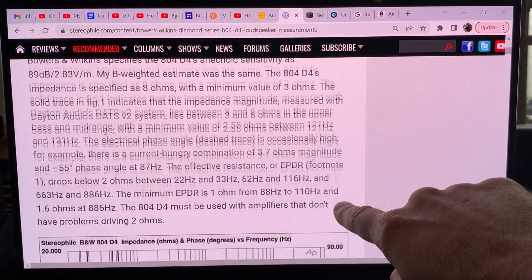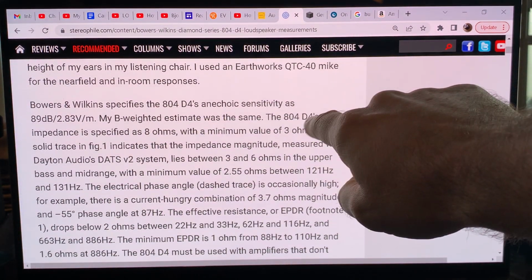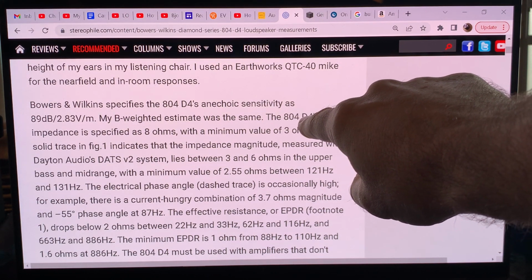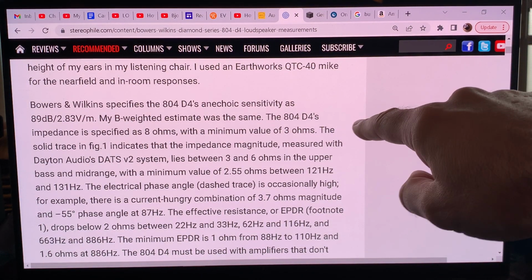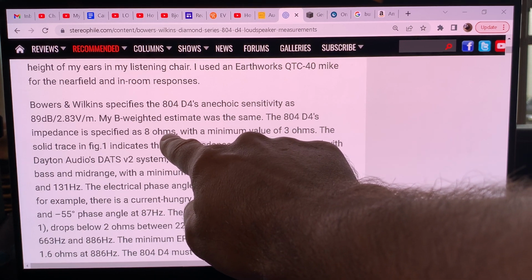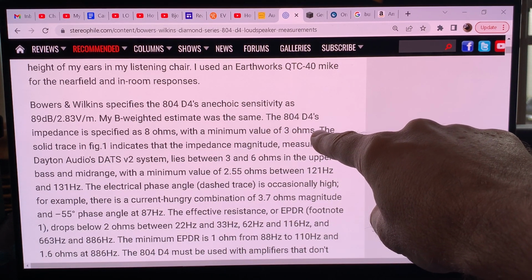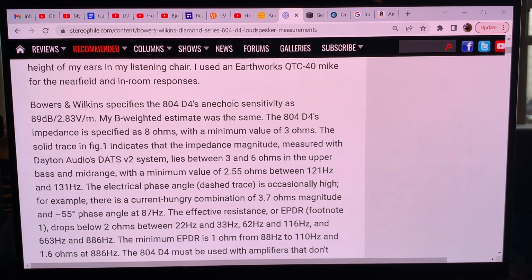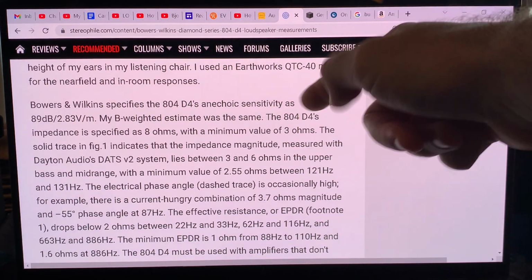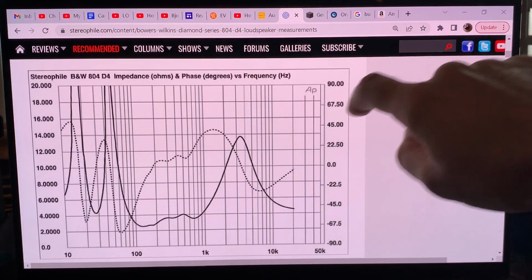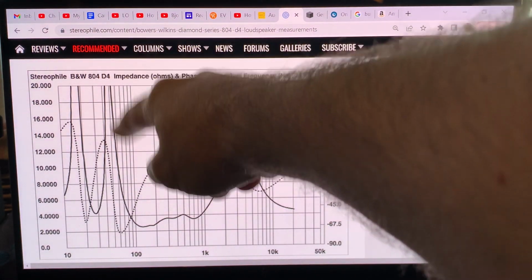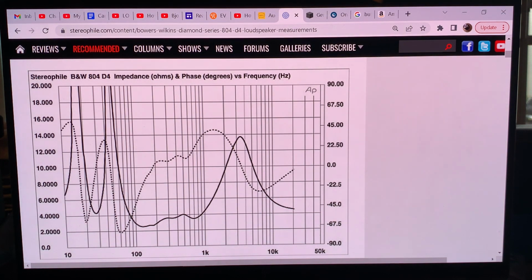So now let's see what the company tells us. The Bowers & Wilkins 804 D4, because this was the figure for it, has its impedance specified as 8 ohms with a minimum value of 3 ohms. Now we are on Stereophile's website looking at Stereophile's analysis. So what does this mean? This is supposedly an 8 ohm loudspeaker with a minimum value of 3 ohms. Is it so? Is it an 8 ohm loudspeaker? No. We see everything from basically 30 ohms to 2 ohms. So what gives them the right to call it 8 ohms?